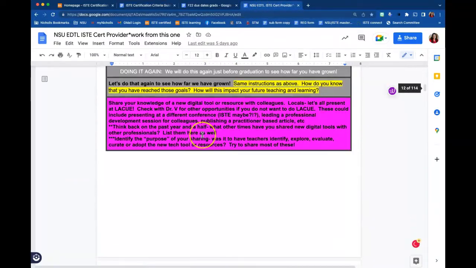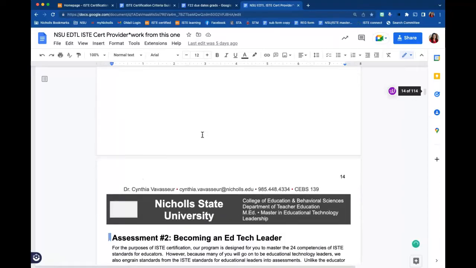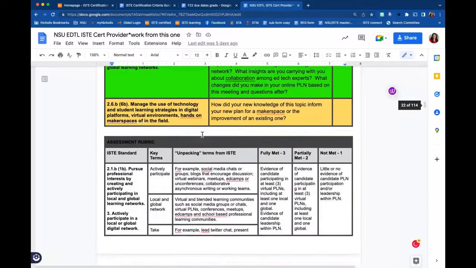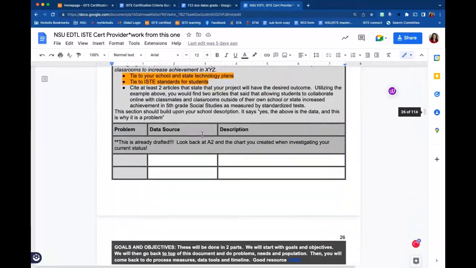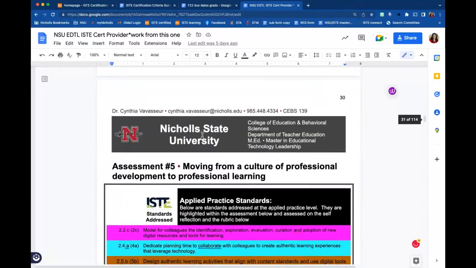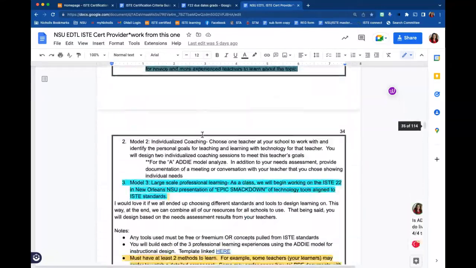So I'm going to go down to Assessment 6. Is this document really over 115 pages now? Wow. It keeps growing and growing. 5. Sorry.